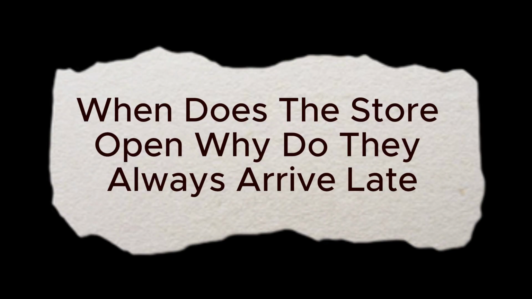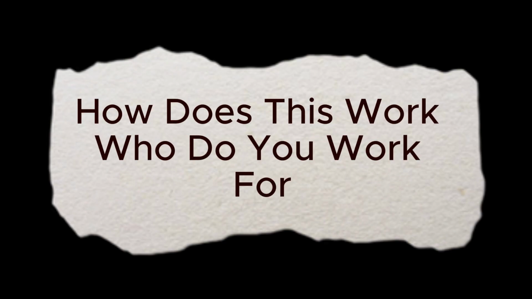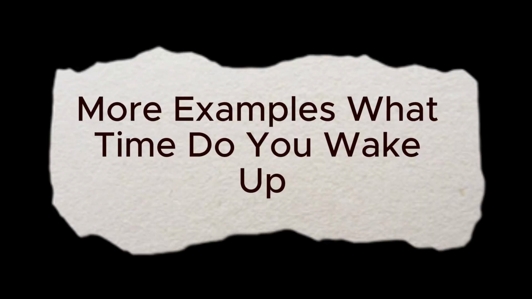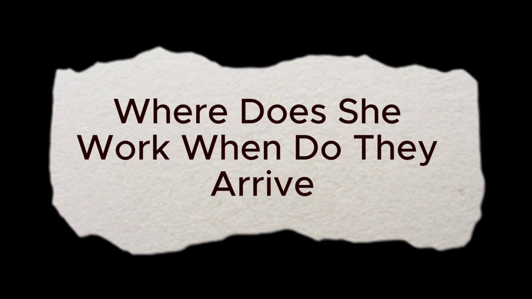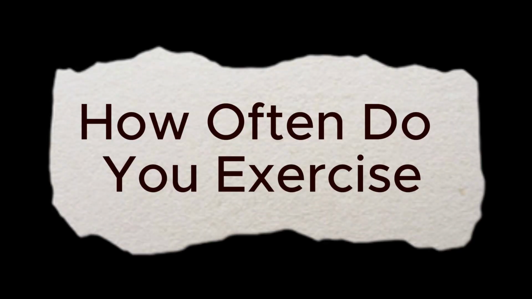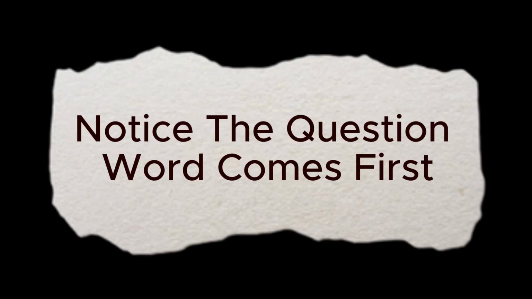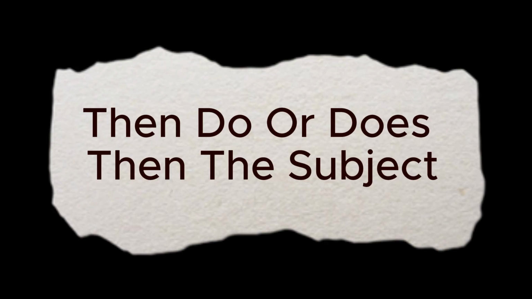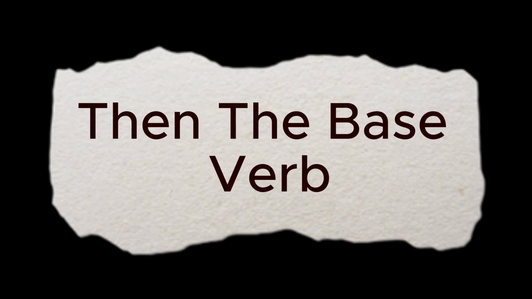When does the store open? Why do they always arrive late? How does this work? Who do you work for? More examples. What time do you wake up? Where does she work? When do they arrive? Why does he always forget? How often do you exercise? Notice the question word comes first, then do or does, then the subject, then the base verb.